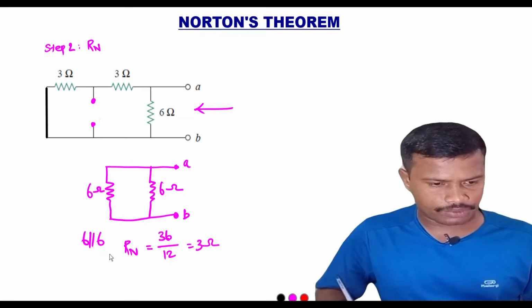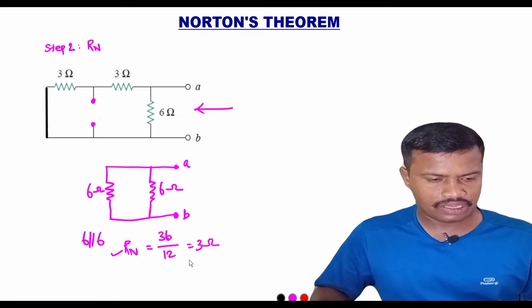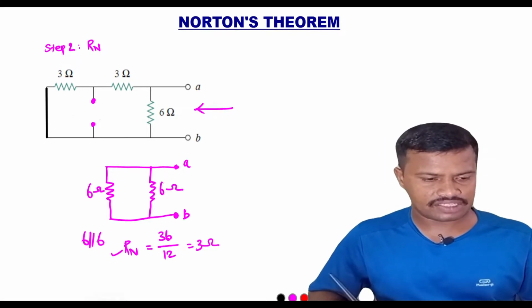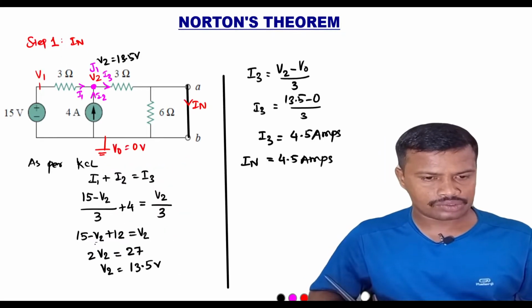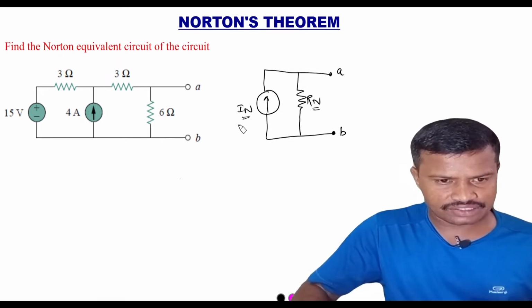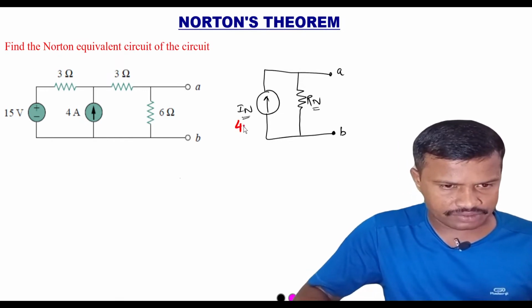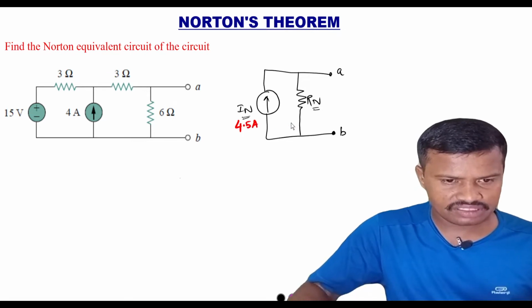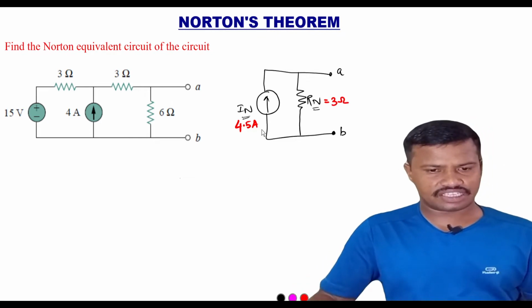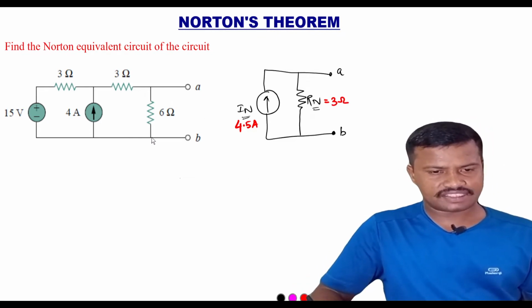So we have found the value of Rn also. Now we will apply the values of In and Rn into the equivalent circuit. So we have found the value of In is equal to 4.5 amps and Rn is equal to 3 ohm. So this is the Norton equivalent circuit for the given circuit diagram.